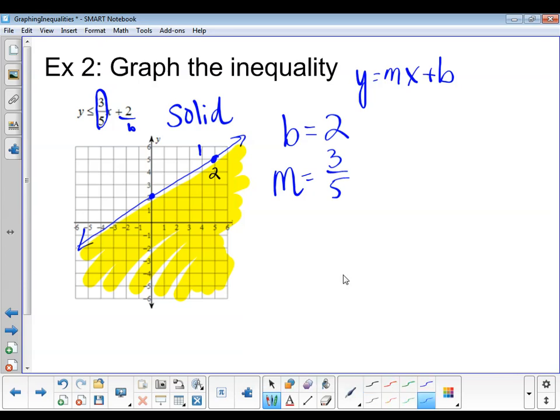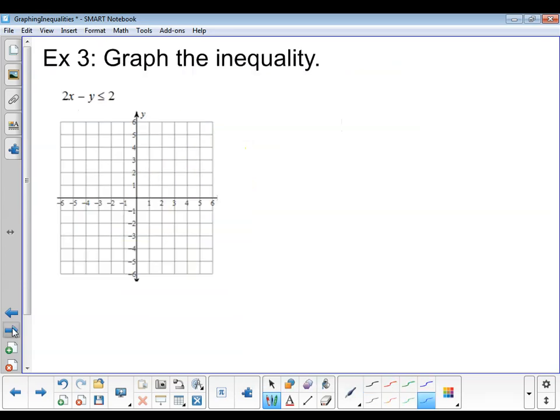The last type of question you'll see is a question where it is not currently in slope-intercept form, and we have to solve to get the y by itself in the inequality. This will be a solid line, but I'm not going to make any determination about shading above or below until I get the y by itself. With inequalities, there are occasions where you may have to flip the direction the inequality opens, and I'll explain what I mean by that in the process of solving.